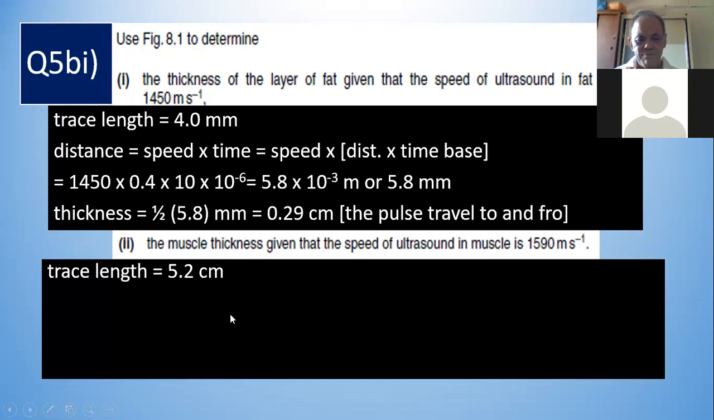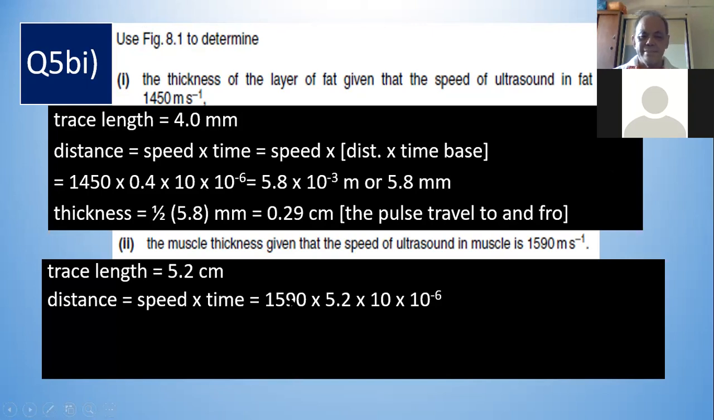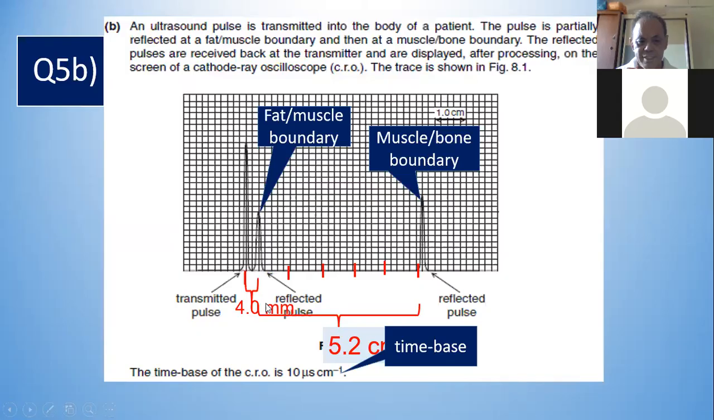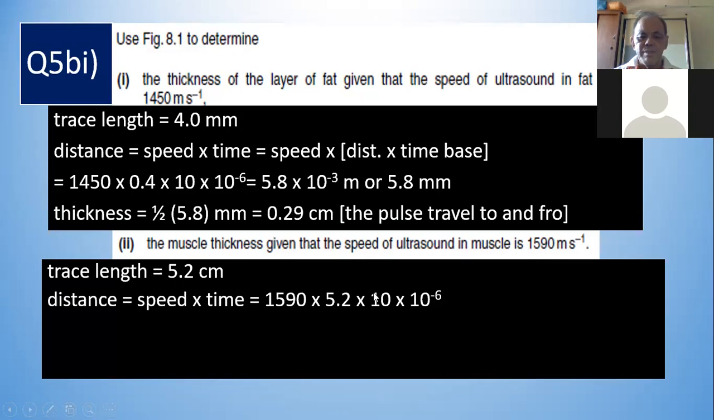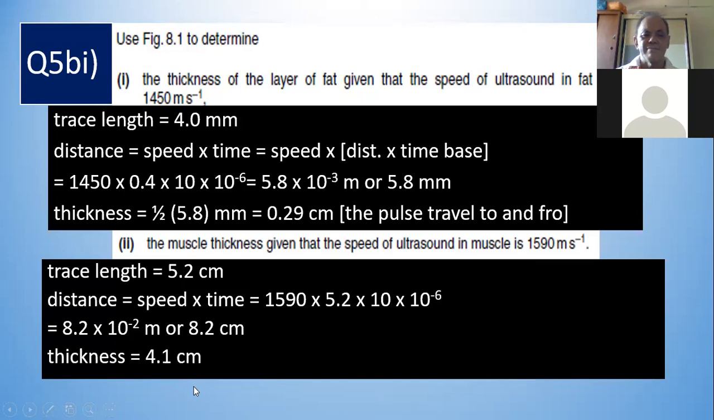Yeah, you have to be careful, you're reading 5.2 cm. Distance is speed times time again. That's the speed in the muscle, and that's your 5.2 cm. Okay, and refer back. We are interested in that distance, that thickness. So it's 5.2. There's a speed, and there's a time base. Calculate the time. So you get 8.2 cm. Then you need to divide by 2 to find the thickness.